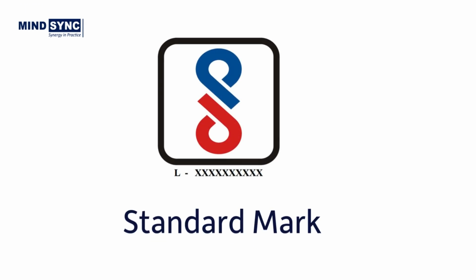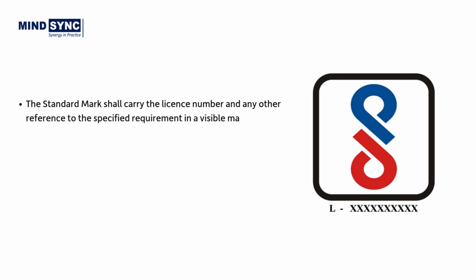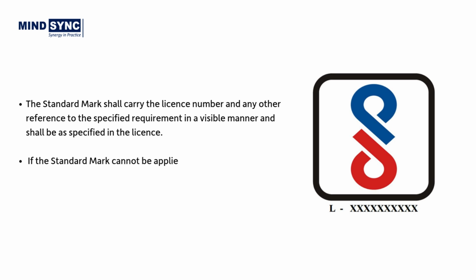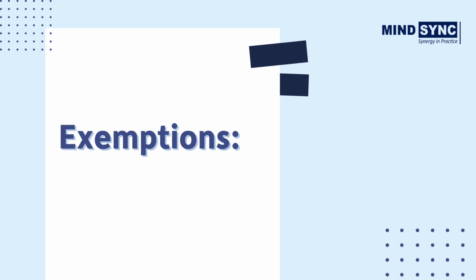This is the standard mark to be printed on the product, which shall carry the license number and any other reference to the specified requirement in a visible manner and shall be as specified in the license. If the standard mark cannot be applied on the product or the packaging physically, it shall be given on the test certificate. Now let's look at some exemptions.